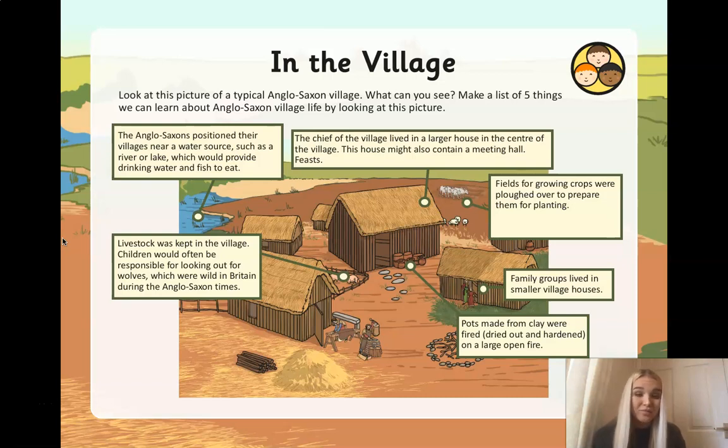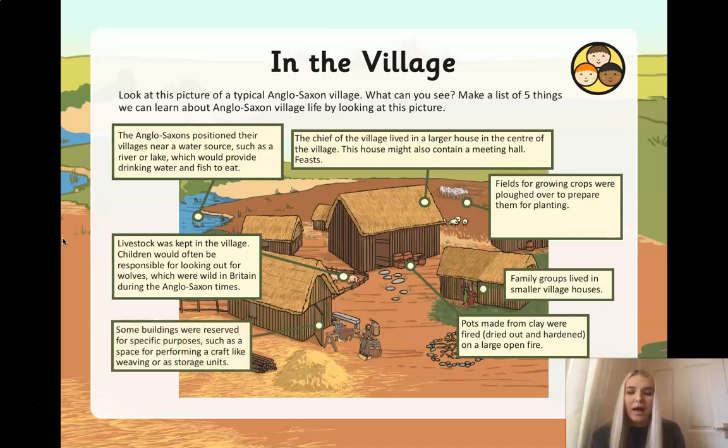They would have to look out for these wolves, because during these Anglo-Saxon times, the wolves and other animals were really, really hard to capture and to hunt. So they sent the children out so then all the other Anglo-Saxon people could actually get on with their other jobs. So the children would have that job because it's not as hard as creating metalwork, making metal, for example. And finally, I think some buildings were reserved for specific purposes, such as performing a craft, such as weaving, or for storage units.